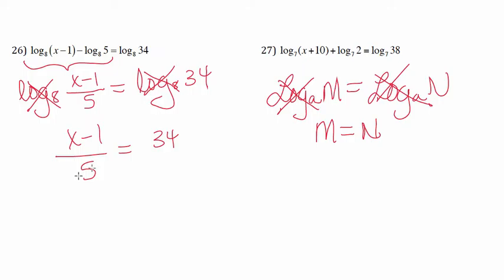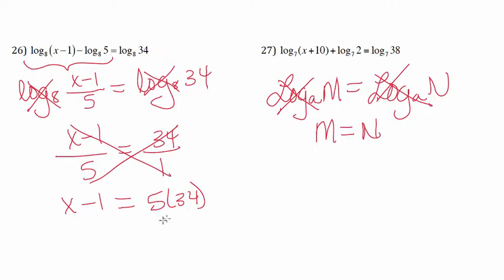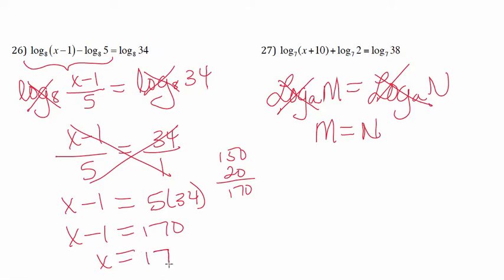And then I just multiply both sides by 5 to solve. If it helps you to put this into a proportion, you can do that as well. You get x minus 1 times 1 equals 5 times 34, and that's 150 and another 20, that's 170. So you get x minus 1 is equal to 170. And then add 1 to both sides, you get x is equal to 171.